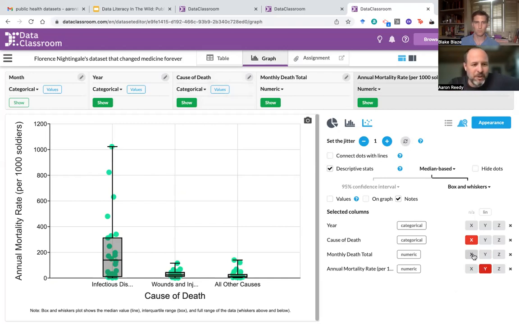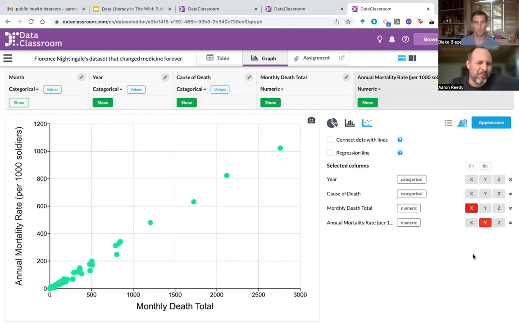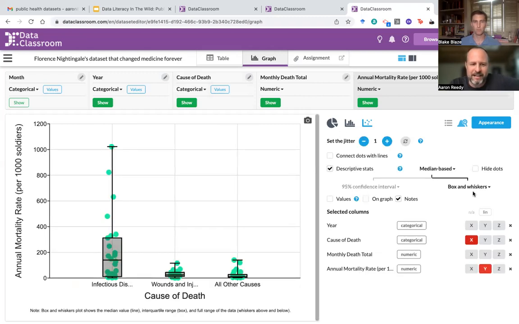We can also look at the graph that I sort of inadvertently put up there for a second. If we look at monthly death toll and annual mortality rate, we can see that that's very correlated, as we would expect. But I'm going to go back to cause of death on X and mortality rate on Y to compare those, and we can see that.